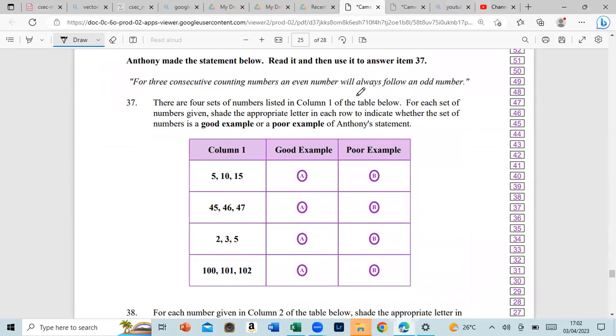All right, I'm going to make this a bit smaller because I want everyone to see. Anthony made a statement below. Read it and then use it to answer item 37. For 3 consecutive counting numbers, an even number will always follow an odd number. There are 4 sets of numbers listed in column 1 of the table below. For each set of numbers given, shade the appropriate letter in each row to indicate whether the set of numbers is a good example or a poor example. So for the first one, you must choose one in each row. You can't leave it blank.